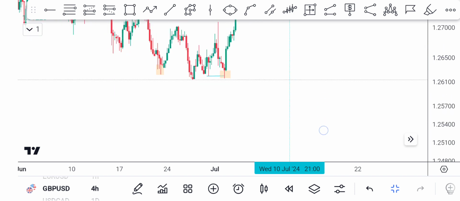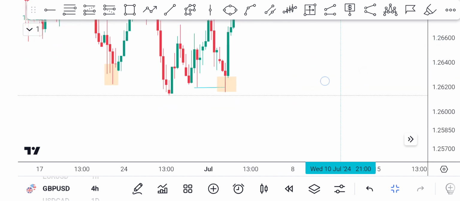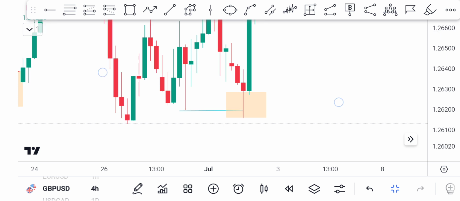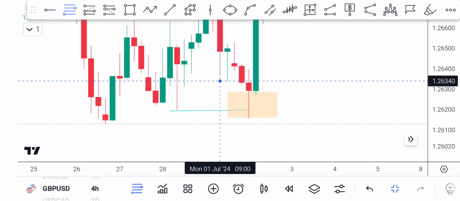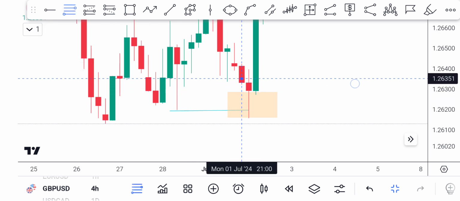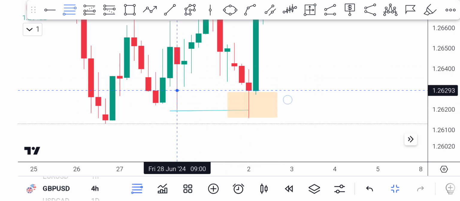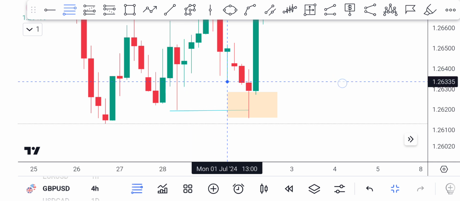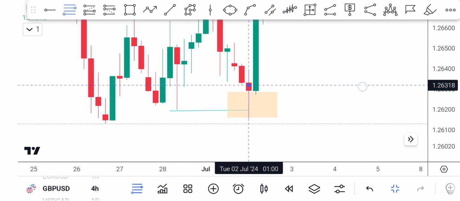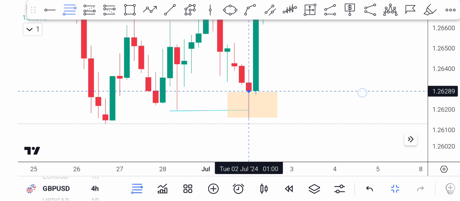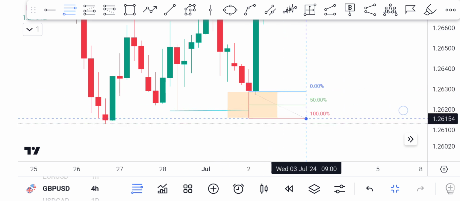Okay, look at this one over here. This is a rejection block here. This is a rejection block. Now look at this one. This is a rejection block, 1, 2 and 3. Okay, and it has taken liquidity below these lows here. All of these lows here, it has taken liquidity below them. 1, 2 and 3. This middle candle with the longest wick is a bullish rejection block.